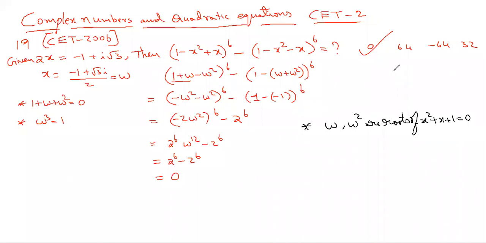So these are the useful points. Omega and omega square are roots of x square plus x plus 1 equal to 0. And also omega equal to minus 1 plus root 3i by 2, and omega square equal to minus 1 minus root 3i by 2. So if you use the quadratic formula, you'll get this straight away. And also you need to understand this: omega lies in the second quadrant, omega square lies in the third quadrant. Like that, if you keep writing the observations, you'll get many observations.